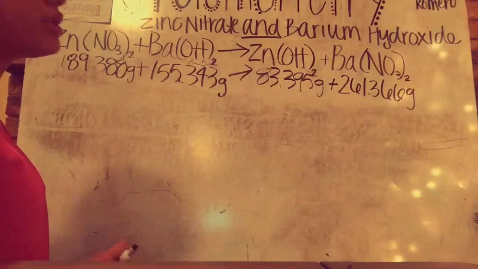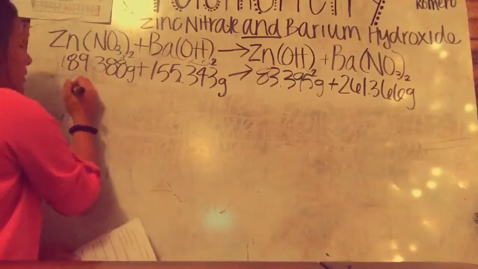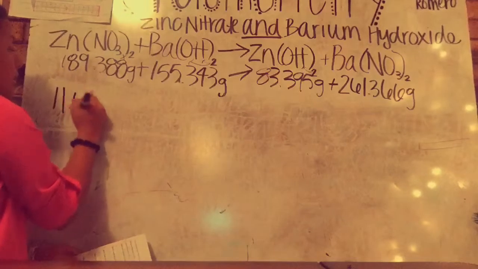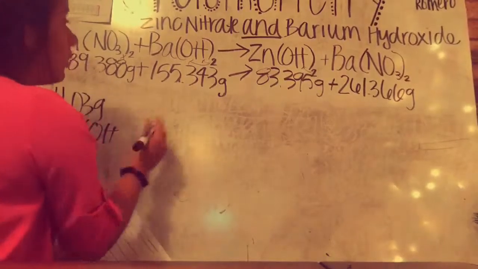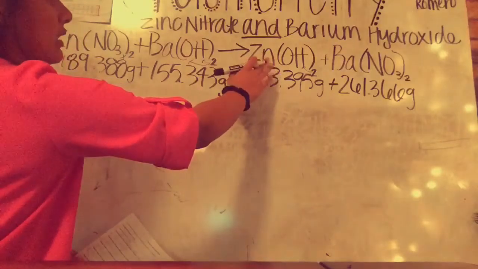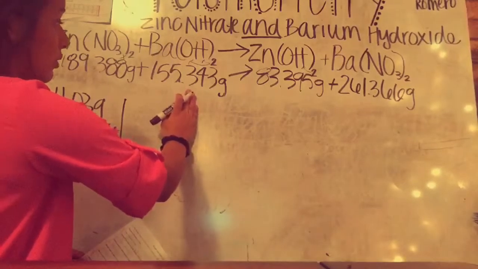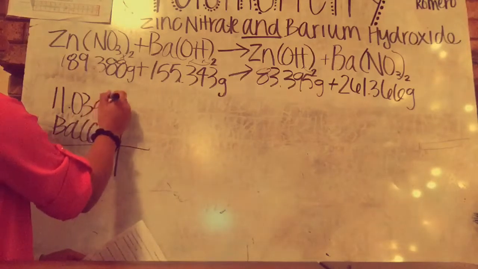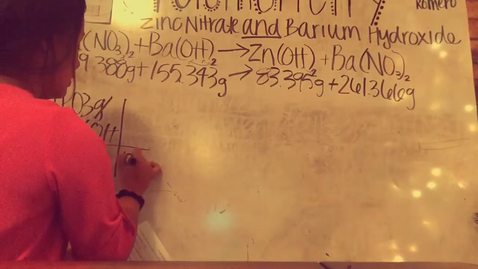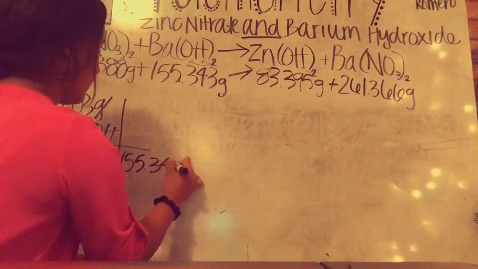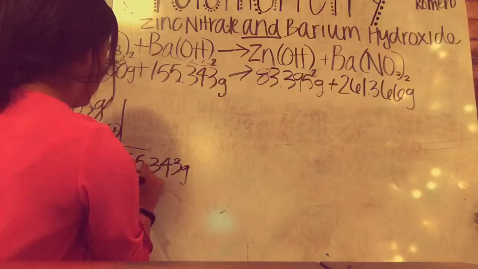My second way that I'm going to show you to solve a stoichiometry problem is from grams to grams. So I'm going to pick one of my reactants, barium hydroxide, and I'm going to pick the number of my choosing, 1103 grams of barium hydroxide. And I want to convert it to however many grams of zinc hydroxide. So for this, we are going to need our molar mass. To cancel out the grams, we're going to need the number of grams in barium hydroxide as a molar mass. So you have 155.343 grams of barium hydroxide.